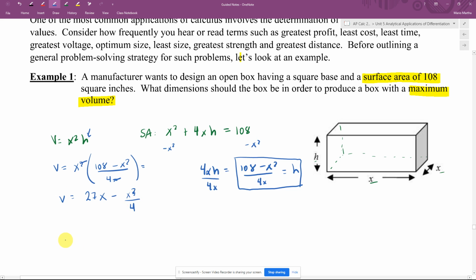Now we want to find V prime so we can determine where we have a max or a min. In this case, we're looking for a maximum. So V prime, taking the derivative of this, gives us 27 minus 3 over 4 times x squared. And then we want to determine where we have our critical values, so we set this equal to 0 and solve for x. Add 3/4 of x squared to both sides. We get 27 equals 3 over 4 times x squared. Multiply both sides by 4/3. We end up with x squared equals 36. Therefore, x equals 6. We're using just the positive one, because we're looking for dimensions of a box.